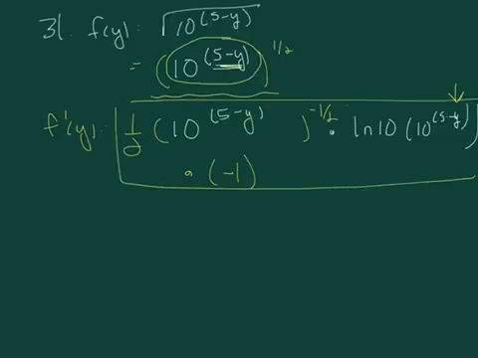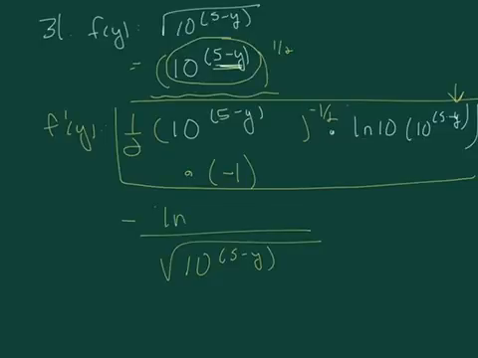And if we wanted to simplify it, I would put that negative in front, put the square root back on it. Well, I'm sorry, the negative would be in the numerator and the square root would be in the denominator. So it would be square root of 10 to the 5 minus y. And up top we'd have the natural log of 10 times 10 to the 5 minus y. Man, that was a lot of work. Okay, let's take a look at number 32.